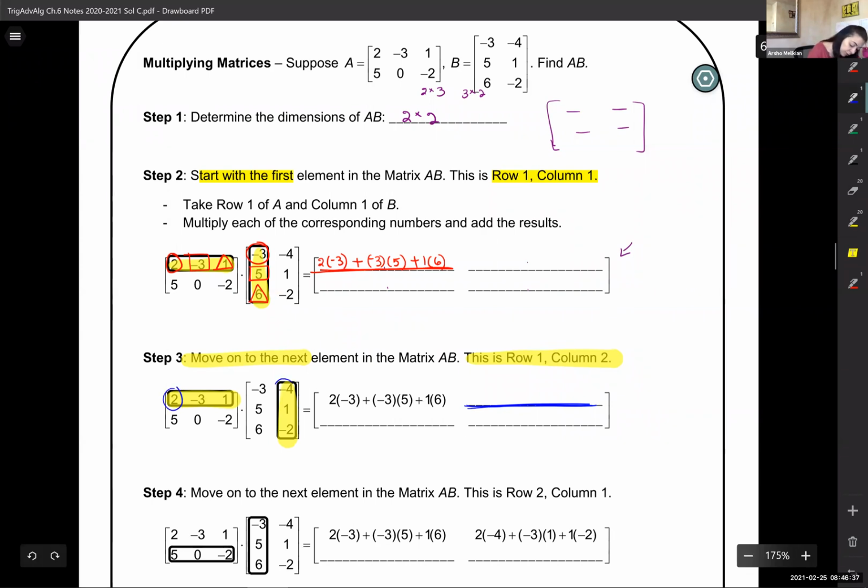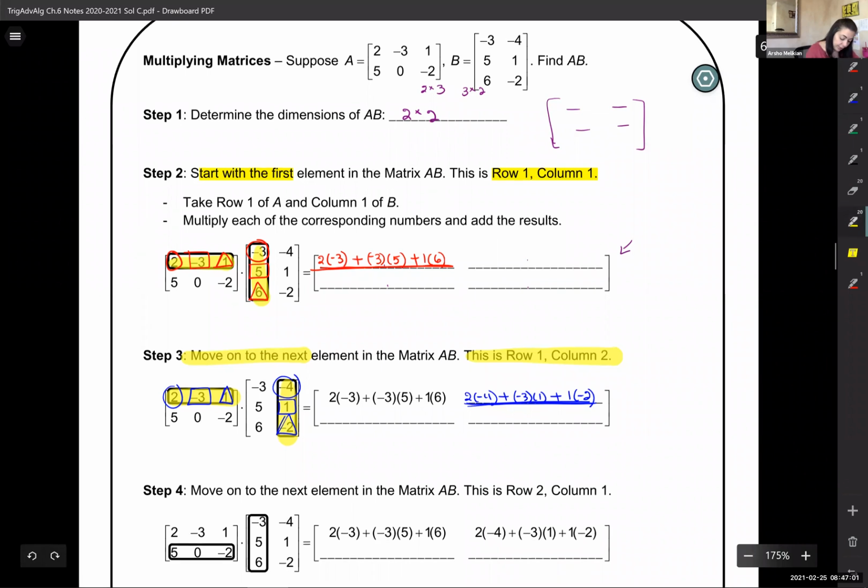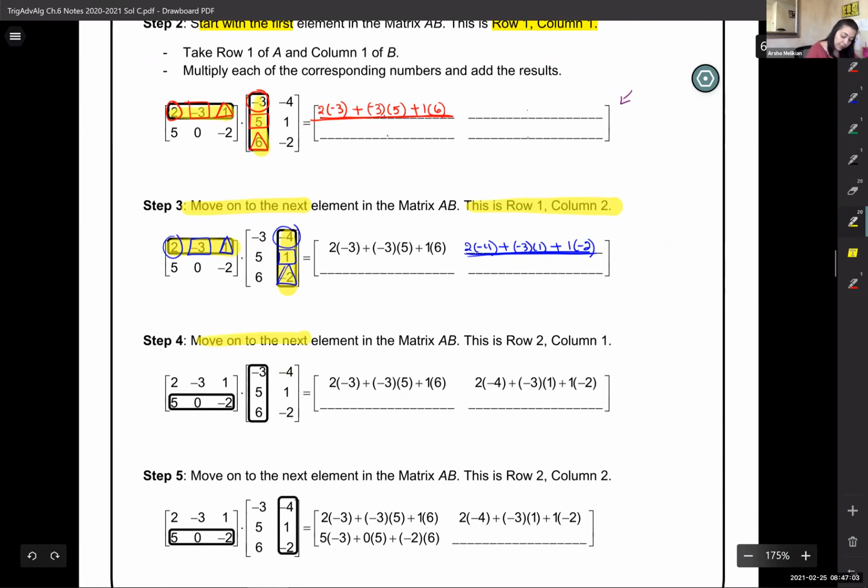First number with the first number: 2 times negative 4, plus, go back to the matrix, negative 3 times 1, plus 1 times negative 2. Okay? Next, let's move on to the next one.